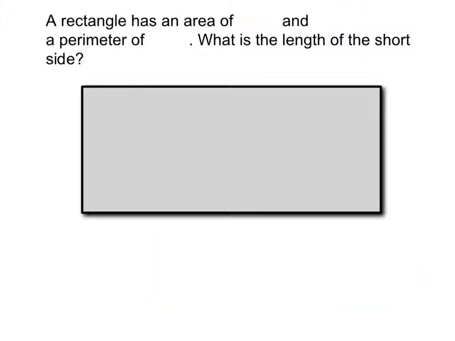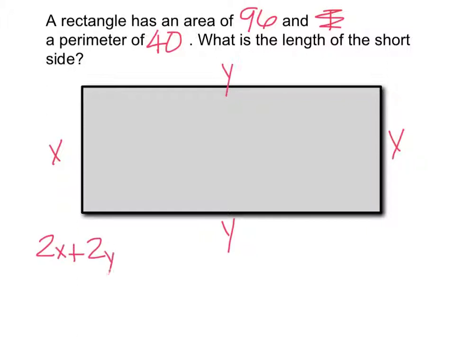All right, a rectangle has an area of 96 and a perimeter of 40. So if the area is 96 you can set up whatever variables you want, just as long as they're the same side to side. So you know for the perimeter that it's got to be 2x plus 2y equals 40, right? Okay, and then for the area, it's xy equals 96, so you got that.